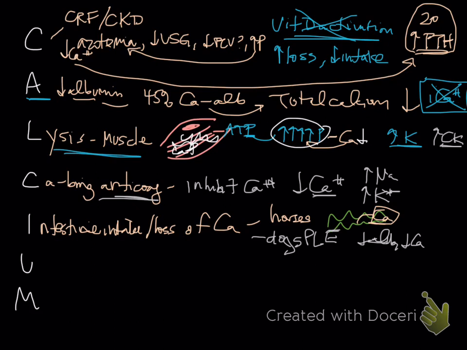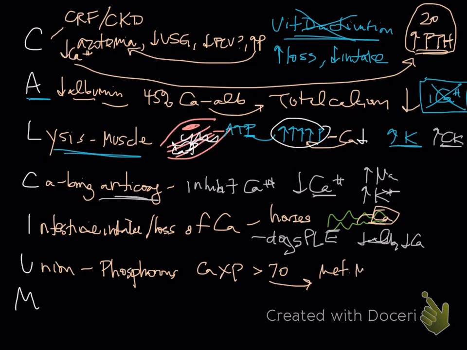All right, almost done. Okay, U means union with phosphorus. And this is that whole mineralization thing. So if your calcium times phosphorus product is greater than 70, there's some wiggle room, you can get deposition of calcium in tissue. That's called, again, metastatic mineralization, even though it's a funny name. My handwriting is terrible. With metastatic mineralization, we see this a lot in the lungs, we can see it in the kidneys, in the GI tract. In this case, calcium decreases, but phosphorus tends to remain high. So we see calcium coming out, but phosphorus tends to remain high.